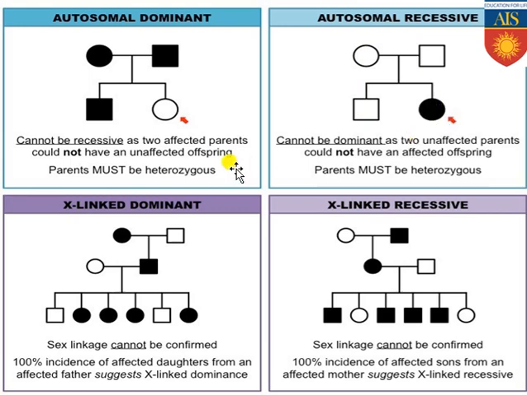How is it possible? Here it is written: cannot be dominant, as two unaffected parents could not have an affected offspring. Obviously they cannot be dominant because the male and female, the mother and father, are not affected, yet their offspring is getting affected. That means obviously the skip of generation can be found. So they cannot be dominant.